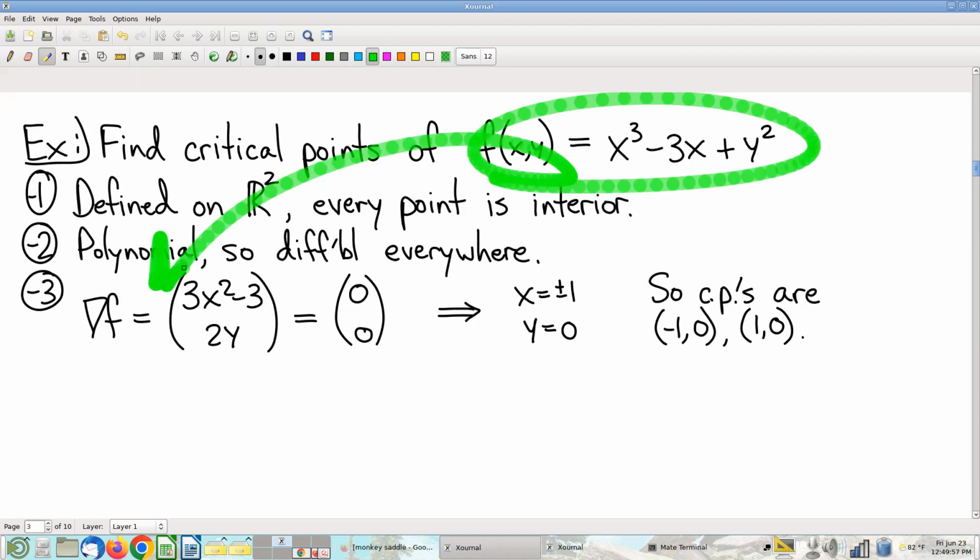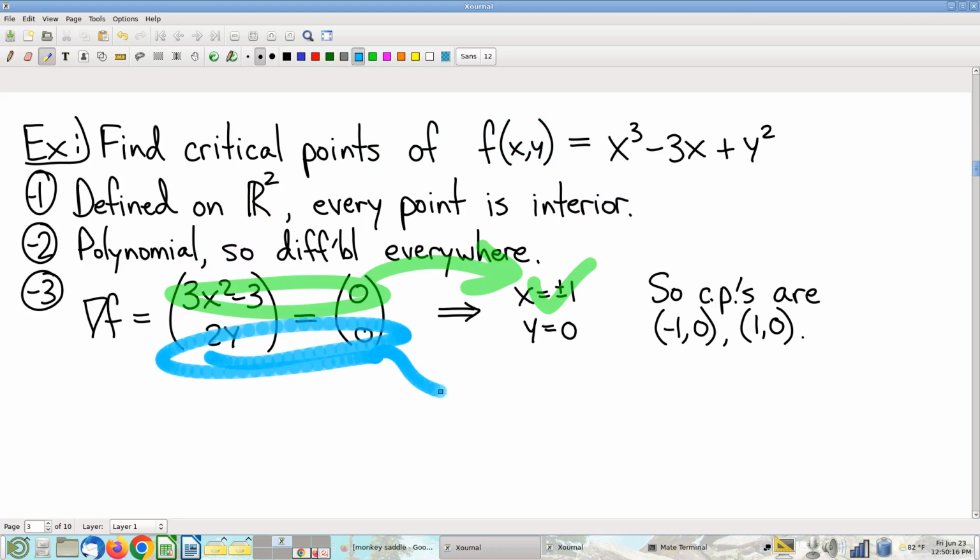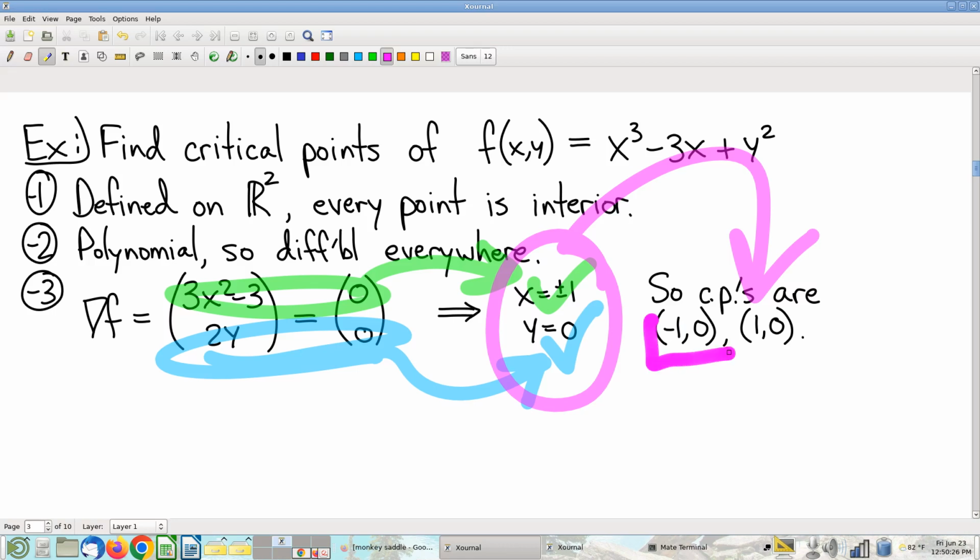We take the gradient, we set it equal to 0, and we solve to see if we can find any points where the gradient is 0. And this is pretty easy algebra. You can see that whenever x is plus or minus 1, that first coordinate is going to be 0. And then you can also see that wherever y is equal to 0, that second coordinate is going to equal 0. And between the two of these observations, we can see that these are our critical points right there. Everybody happy? Okay. All right.